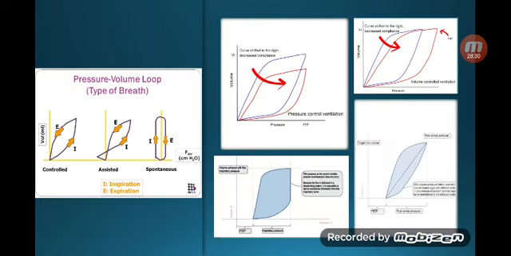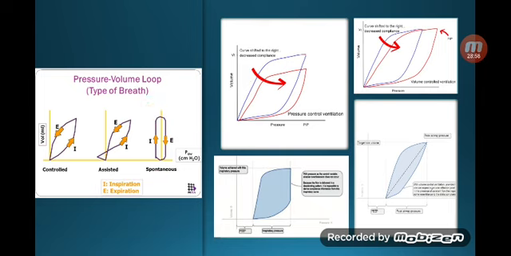Okay? What can we learn from the pressure volume loop? What type of breath we're having? Is it controlled, all generated by the ventilator, anti-clockwise? Have we got negative pressure or a type of negative pressure happening and then going with the mechanical ventilation, which is the assisted way, or is it all spontaneous, going from negative to positive?